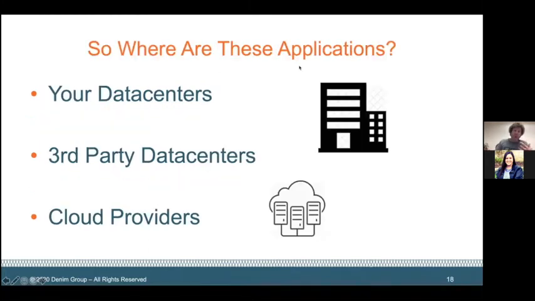Where are these applications going to be? They're going to be in your data centers. They're going to be in third-party data centers. They're going to be in cloud providers and so on and so forth. And again, we're going to look at some techniques of how you can, in these different environments, start to collect this information.